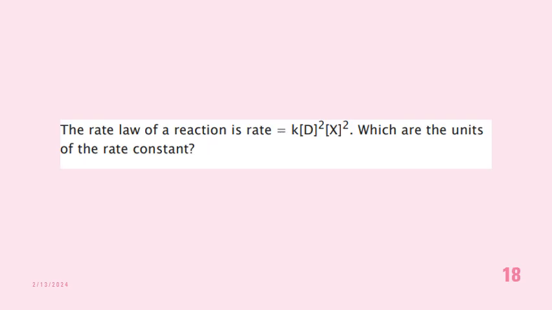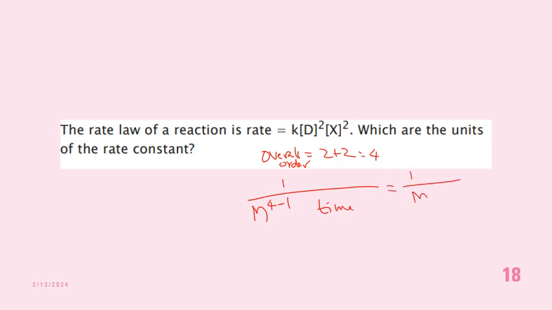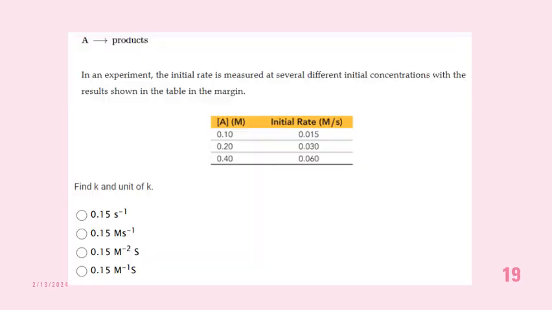The rate law of a reaction is rate equals k [D] to the power 2 [X] to the power 2. Which are the units of the rate constant here? So I have to find the overall order, that equals 2 plus 2, that equals 4, and then the units are 1 over molarity to the power of overall order minus 1, times unit of time. So that means 4 minus 1 is 3, and unit of time, so that equals M to the power negative 3 time to the power negative 1.